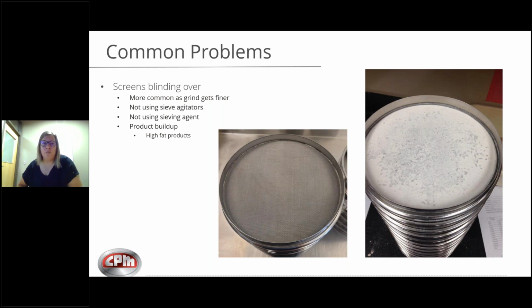We see the blinding most commonly as the grind gets finer. This is contributed to by not using sieve agitators or sieving agent, as well as product buildup. And we see product buildup especially on high fat products.